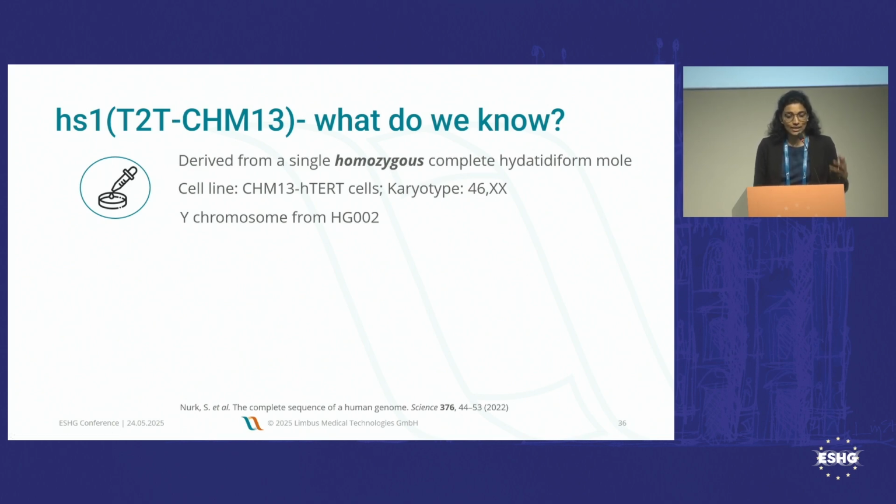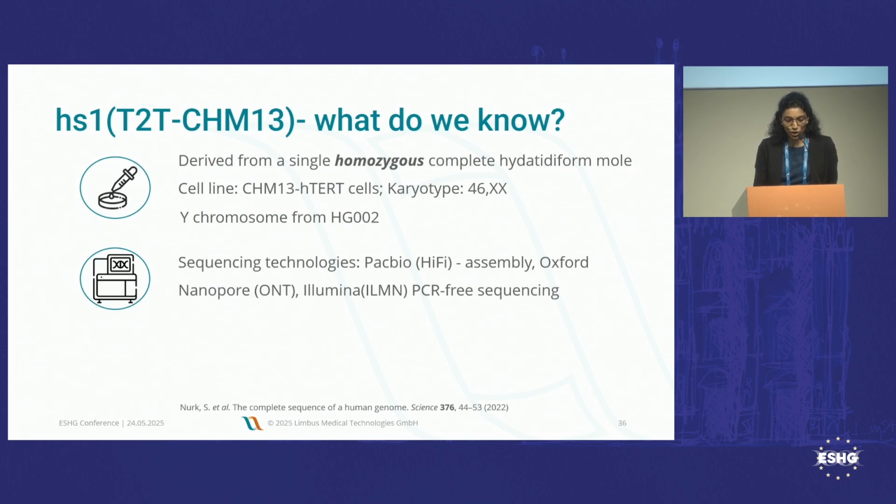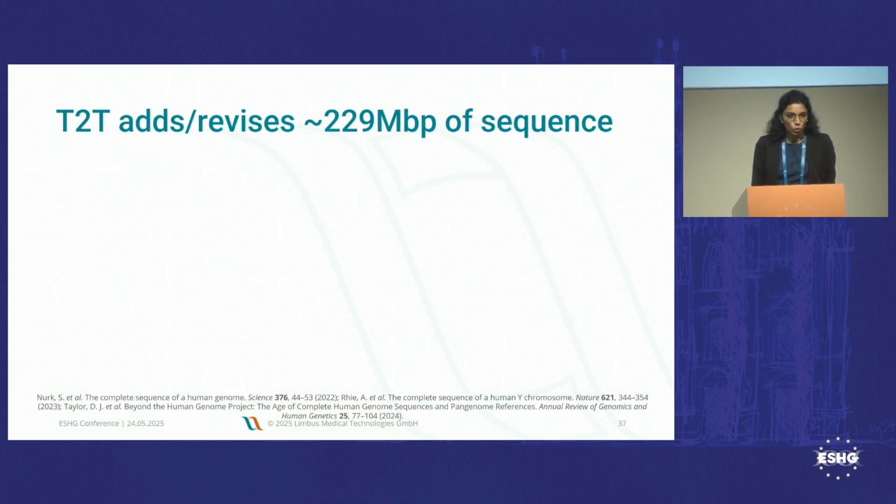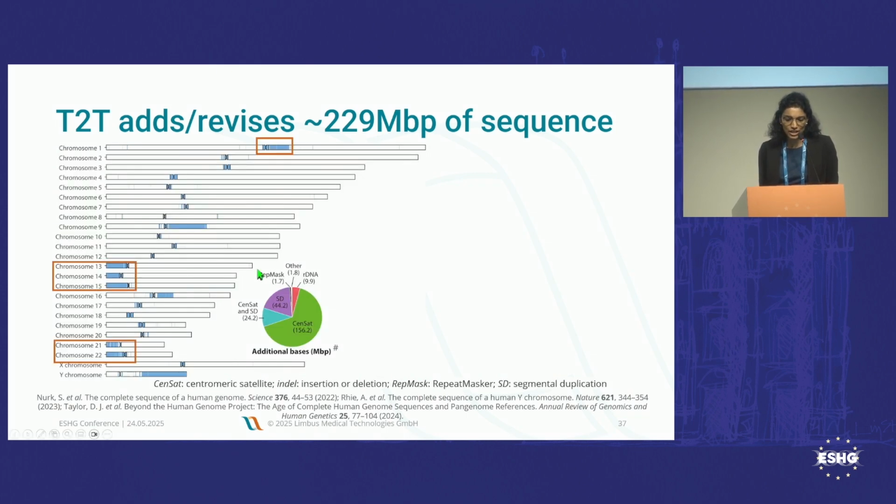To study this T2T, the authors of this paper used sequencing technologies of PacBio, Oxford Nanopore, and Illumina. Assembly was done with Minimap2, BWA, and the filtering was done with Merfin. We learn that T2T adds or revises 229 million base pairs of sequence. Where does this come from? It's mainly in the centromeric regions of chromosomes or in the short arms of acrocentric chromosomes. We also have some telomeric regions, and a large portion of it is also on the Y chromosome.